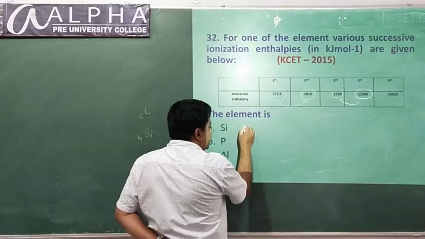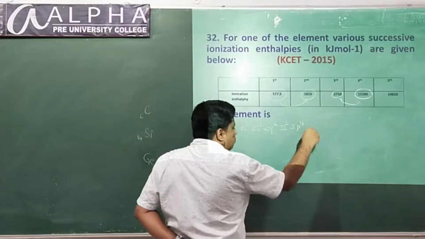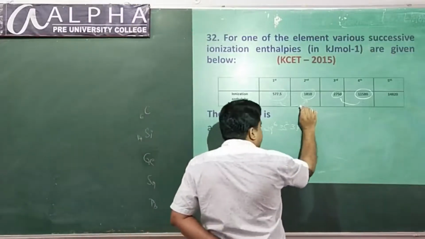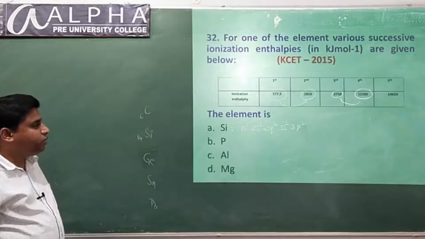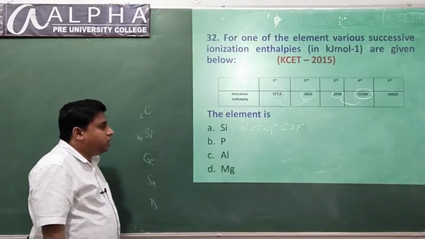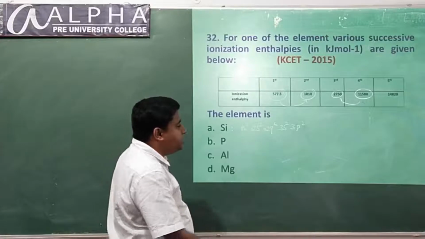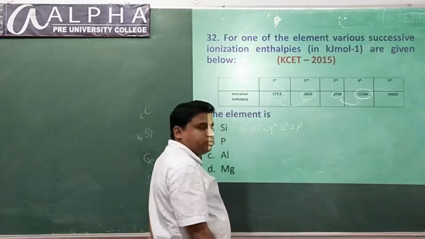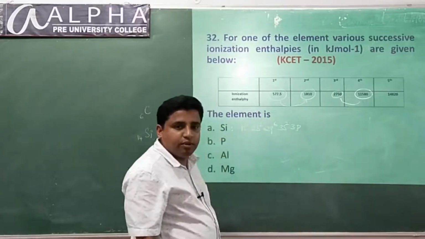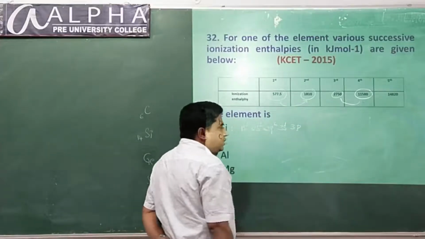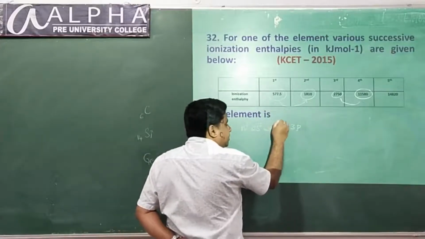Let us write its electronic configuration: 1s2, 2s2, 2p6, 3s2, 3p2. Let us keep on removing the electrons: 1 electron, 2 electrons, 3 electrons, 4 electrons. If I remove 1 electron, it becomes 3p1. Remove one more electron, it becomes 3p0, the second ionization enthalpy. Remove the third electron, the third ionization enthalpy. Remove the fourth electron, fourth ionization enthalpy. Remove the fifth electron, fifth ionization enthalpy.